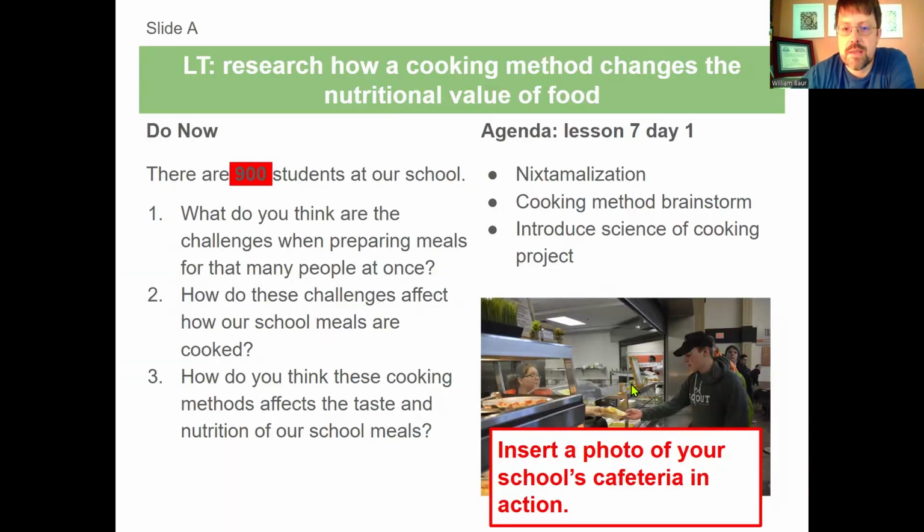So to open this lesson, I encourage you to snap a photo of your cafeteria at your school in action, and get the students thinking about what does it take to prepare all this food all at once, and what are some of the challenges that might cause.